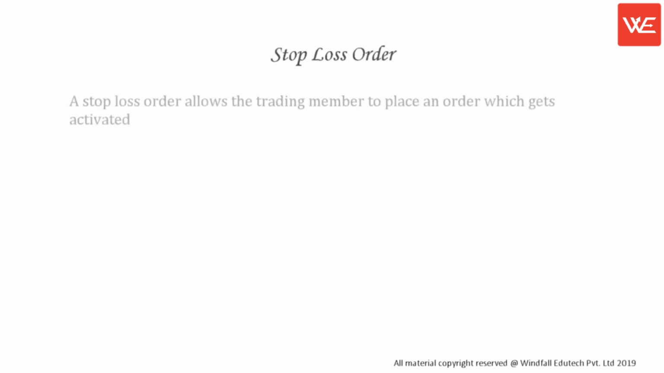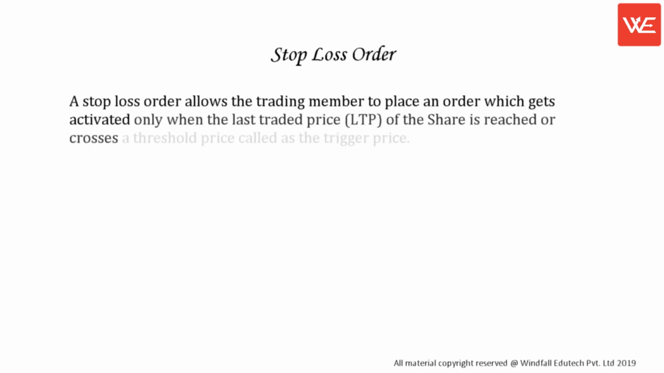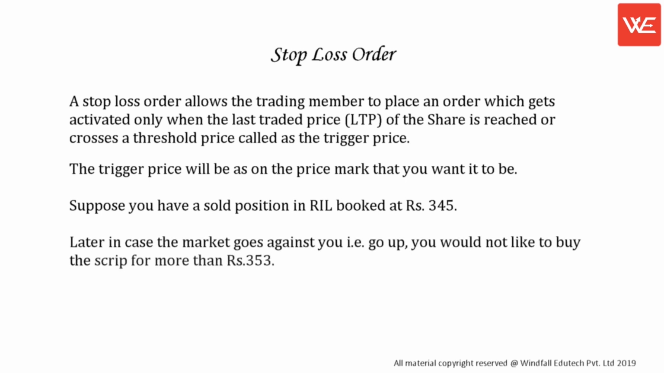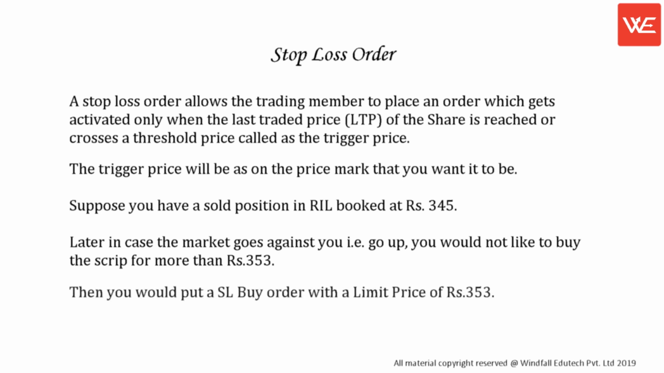A stop-loss order allows the trading member to place an order which gets activated only when the last traded price (LTP) of the share reaches or crosses a threshold price called the trigger price. The trigger price will be at the price mark that you want it to be. Suppose you have a sold position in Reliance booked at 345 rupees. Later, in case the market goes against you, i.e., goes up, you would not like to buy the scrip for more than 353 rupees. Then you would put an SL buy order with a limit price of 353 rupees.